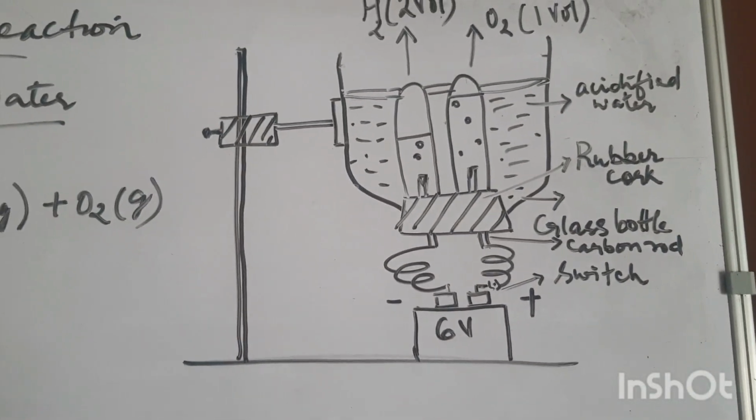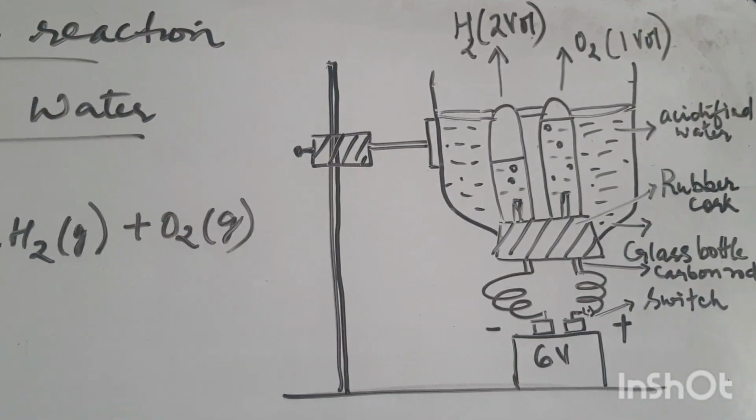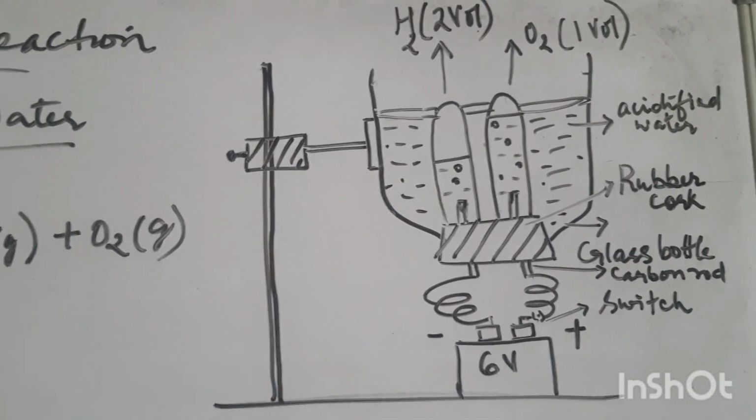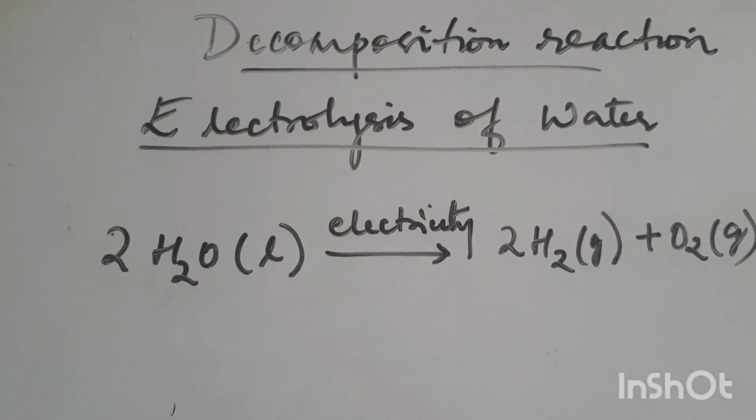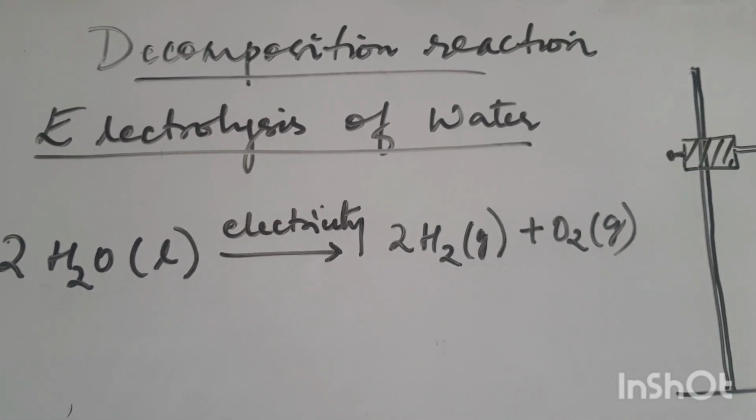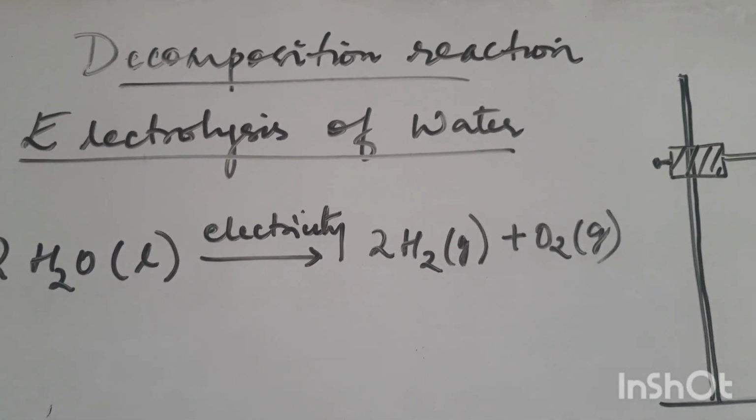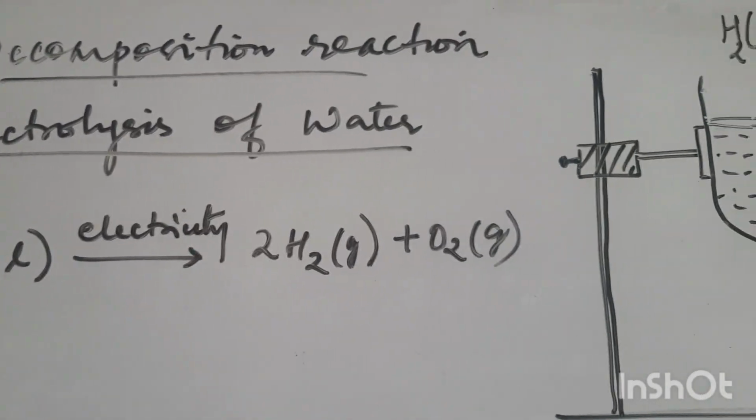Do you know the answer? Yes, we know that during electrolysis of water, I'll show you the equation, it splits to form the simpler substances, that is hydrogen and oxygen. What are they? They are gases.